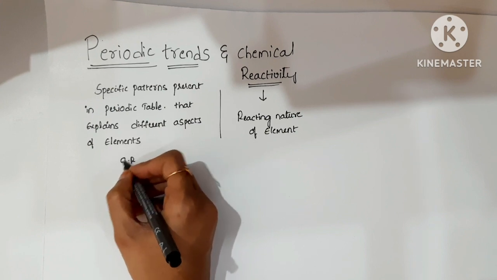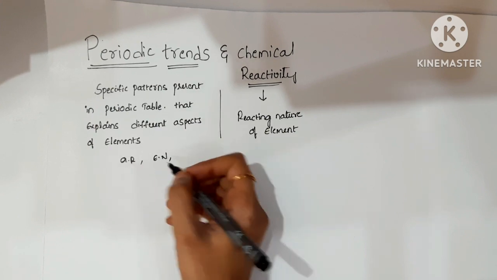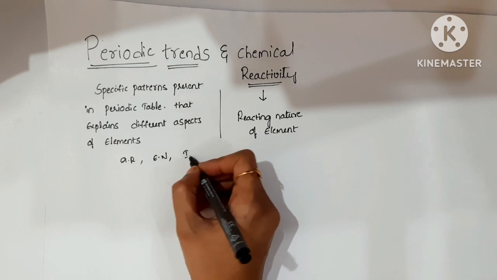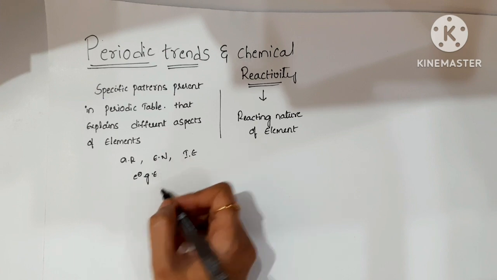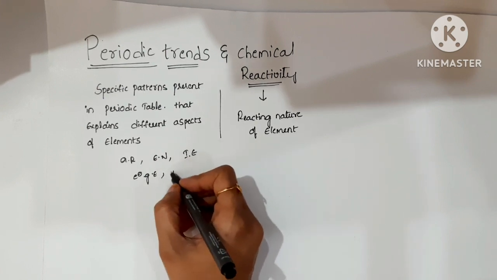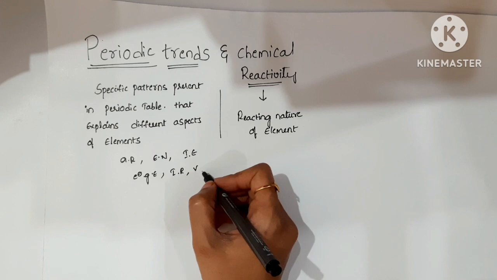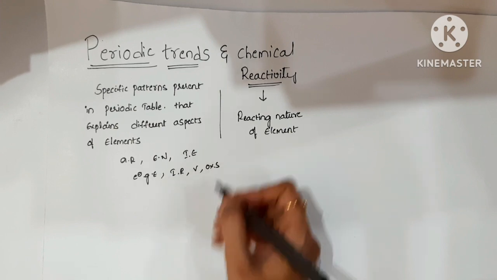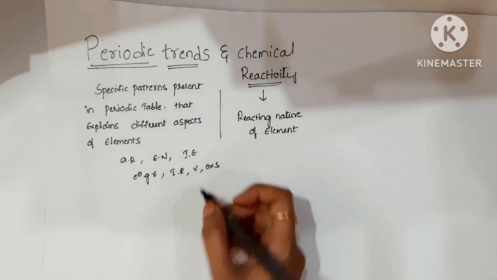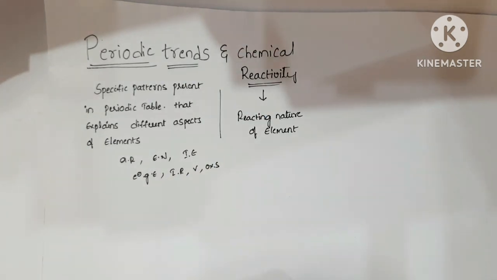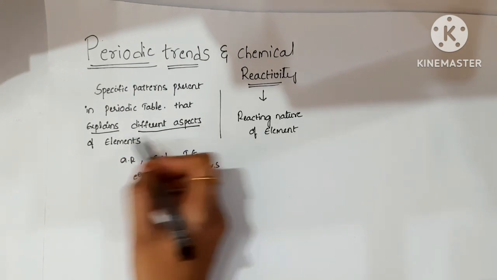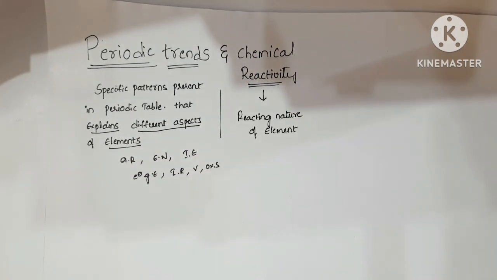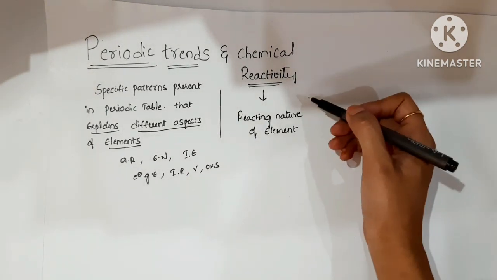The different aspects are atomic radius, electronegativity, ionization energy, electron gain enthalpy, ionic radius, valency and oxidation states. All these come under periodic trends. That means periodic trends explain the different aspects of elements.